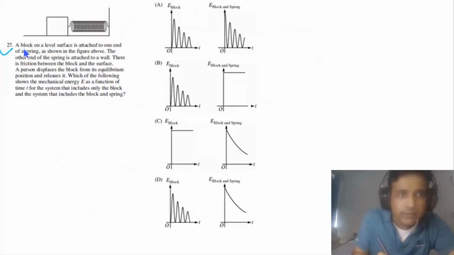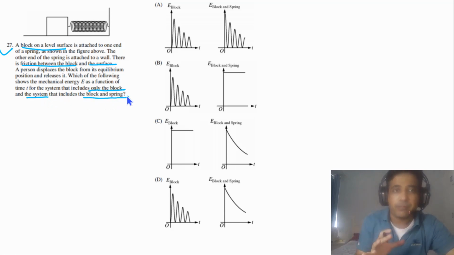Question 27 says, a block on a level surface is attached to one end of a spring as shown in the figure above. The other end of the spring is attached to a wall. There is friction between the block and the surface. A person displaces the block from its equilibrium position and releases it. Which of the following shows the mechanical energy E as a function of time for the system that includes only the block and the system that includes the block and spring?